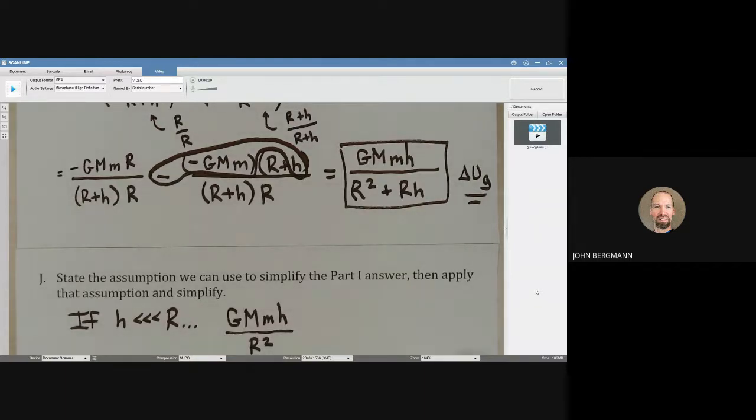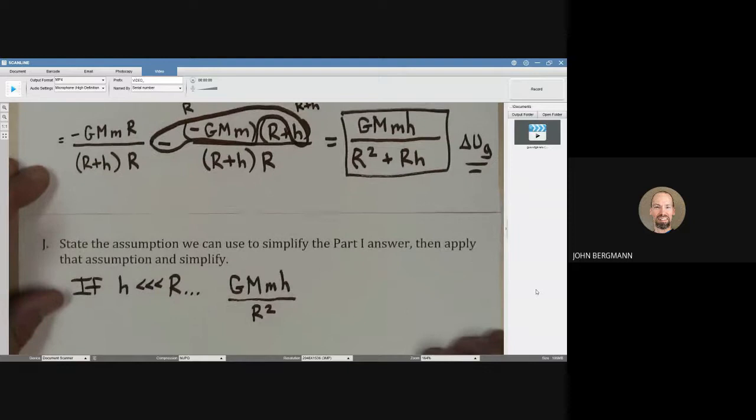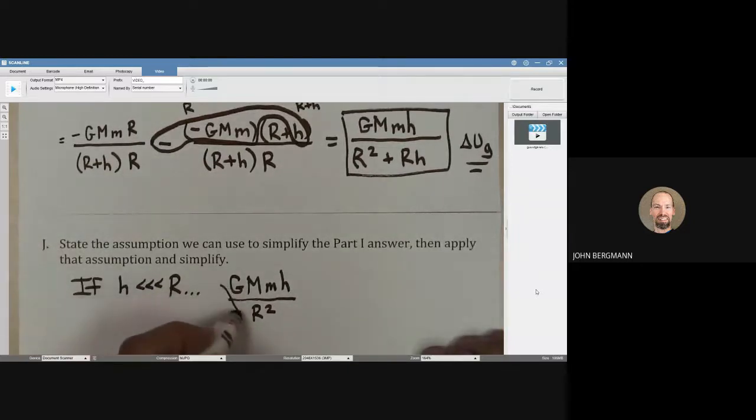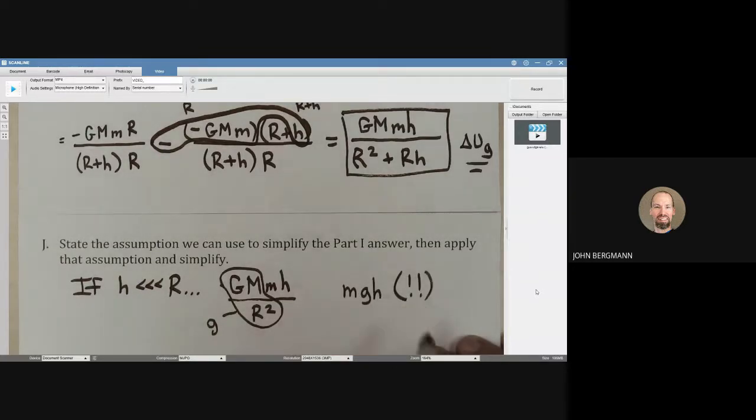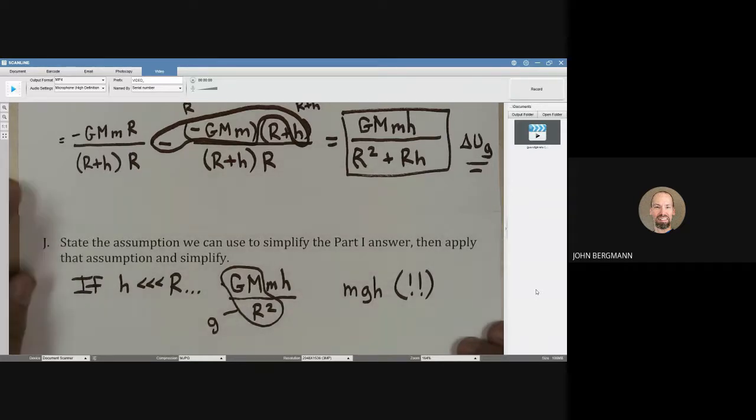And in an earlier video, we showed that big G times big M divided by R squared, that's little g. And what does that give us? Look at that, mgh, exclamation point. Pretty neat. So if we're close to the surface of a planet, we can find gravitational potential energies using mgh, or mg delta h if you want to change the elevation and find the change in potential energy.